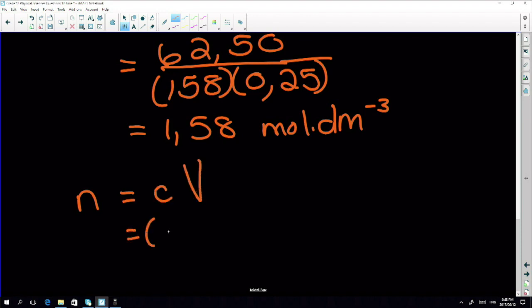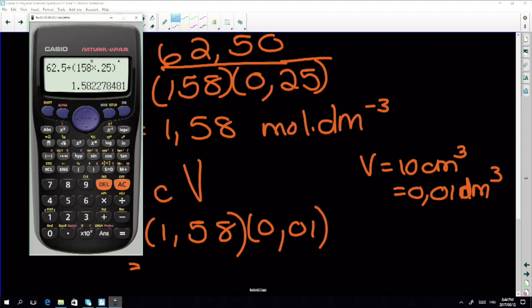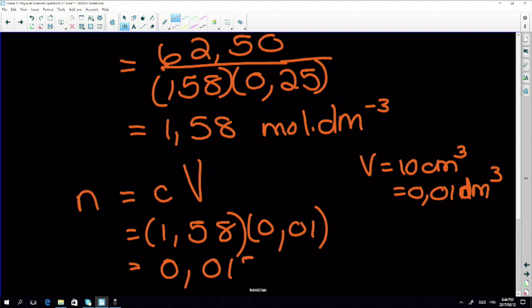So that means I'm going to do 1.58, and remember the volume was 10 centimeters cubed, so I'm going to divide by 1000. There we go. Okay, so 10 divided by 1000 is 0.01. This gives us horrible numbers, but that's okay, because watch what happens. So 1.58 times 0.01 gives me 0.0158 moles. I'm not going to round this one off.